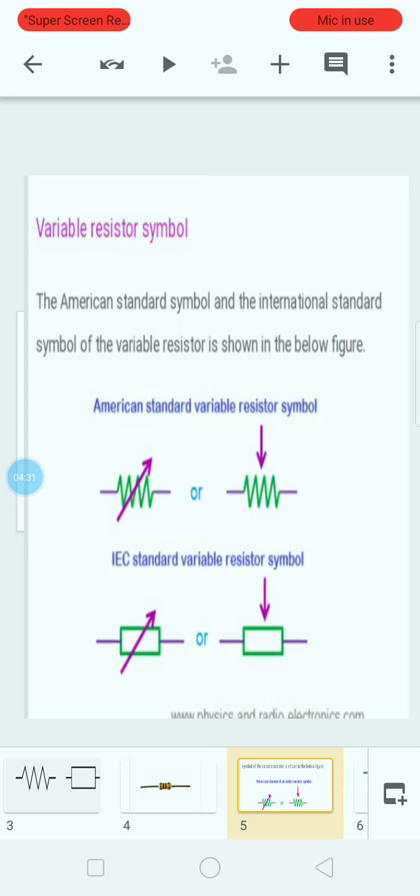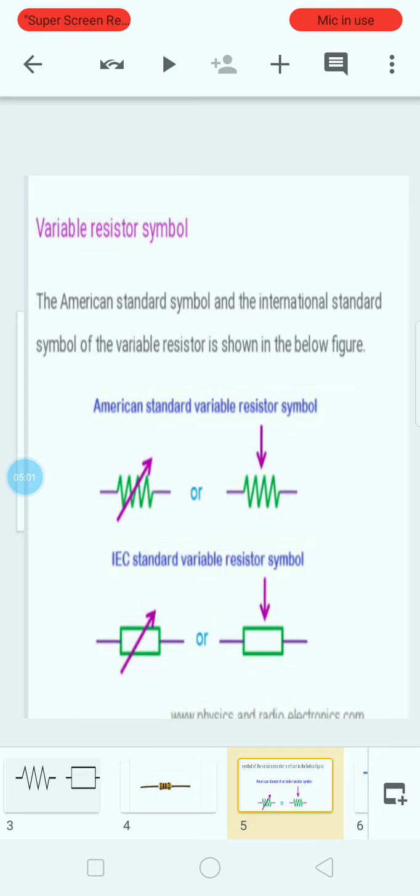When we vary the resistance of a variable resistor to a high resistance value, the electric current flowing through the variable resistor will decrease. In a similar way, when we vary the resistance of a variable resistor to a lower resistance value, the electric current flowing through the variable resistor will increase.